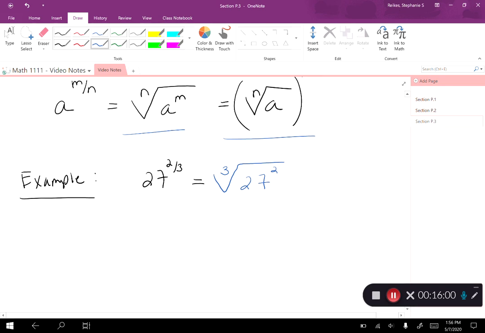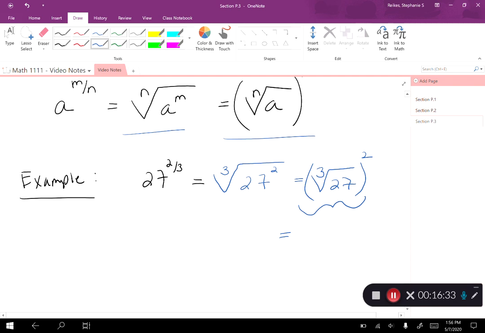Now, it doesn't matter which way you write it. However, sometimes writing it in one way makes the math easier. So let's think about it. Do I want to square 27 and then take the cube root? Or do I want to take the cube root of 27 and then square it? I don't know about you, but to square 27 sounds like I'm going to need a calculator. It's going to be a really big number. So let's try to take the cube root first.